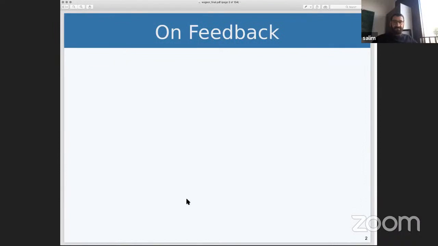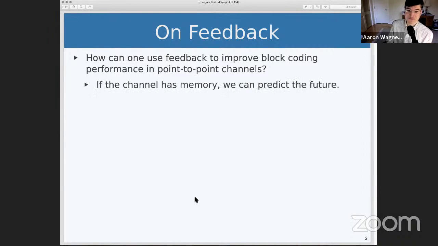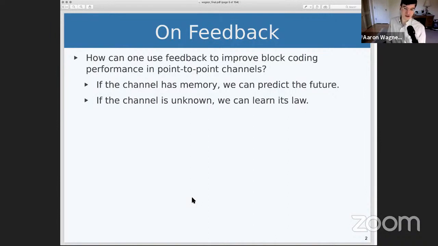The tutorial on Wednesday, as Salim mentioned, went through the list of qualitatively different mechanisms by which feedback is useful in communications. In fact, we restricted the scope a bit and asked, within the context of block coding, in what ways is feedback useful for improving performance? And we cataloged a list. There were 5 items in the list. First of all, if the channel has memory, then you can use the feedback to predict the future. And that's useful. If the channel is unknown, you can use feedback to learn the distribution, or learn the law. And that's useful.